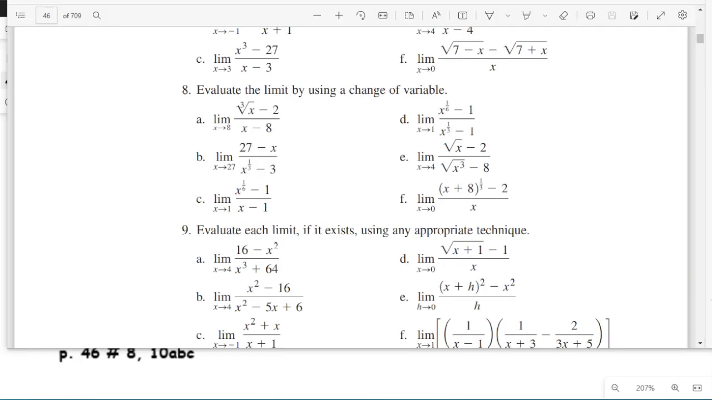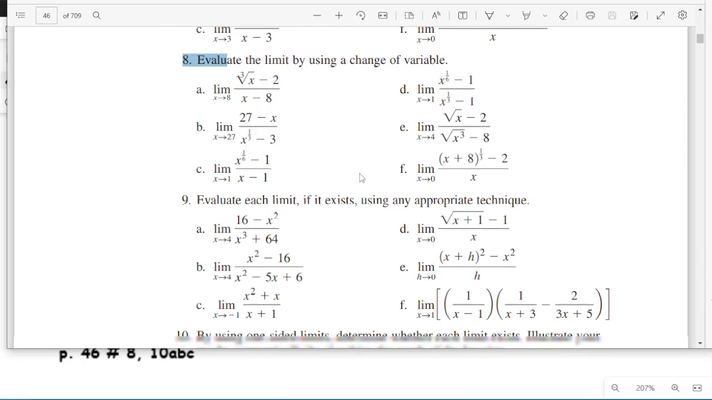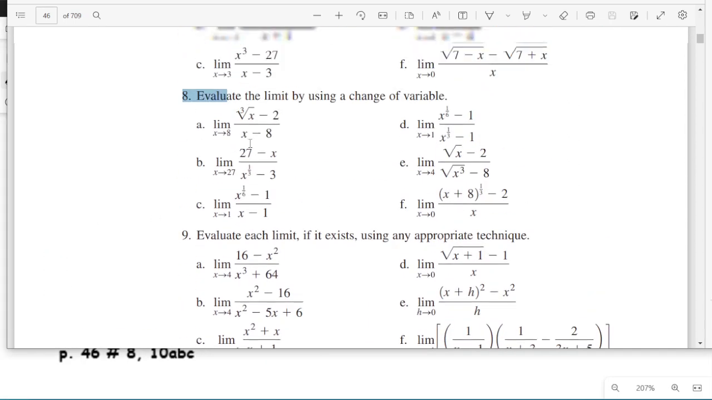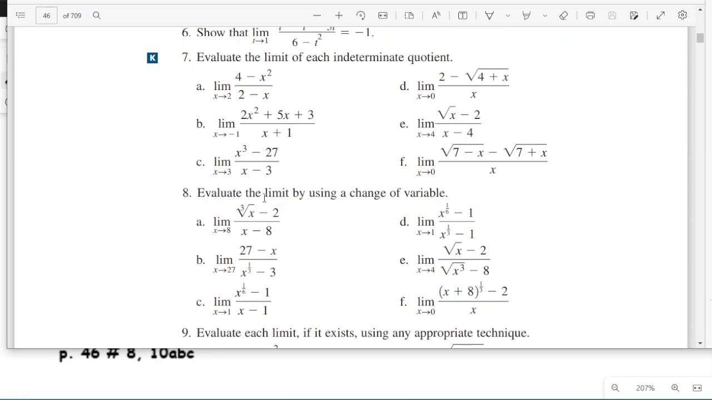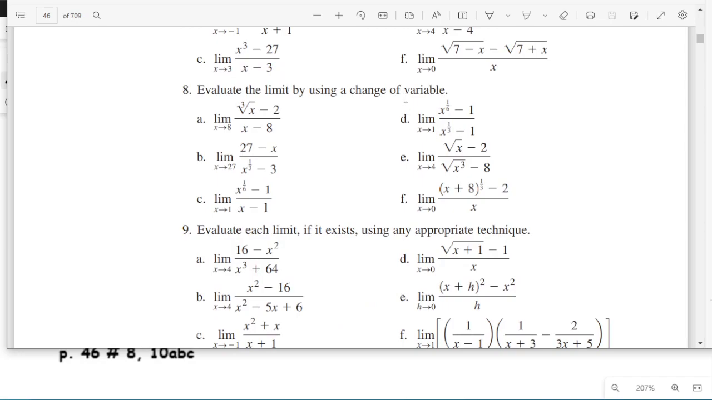Okay, so here are some of the questions from the book. Question 8, on page 46. Evaluate the limit by using a change of variable. And again, a change of variable is what we were just talking about, right? It's a substitution type of strategy that we're going to use.